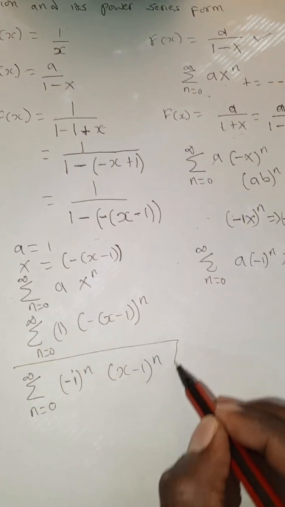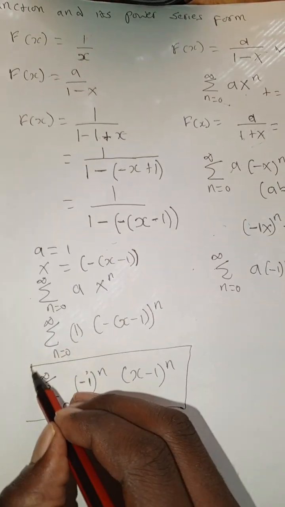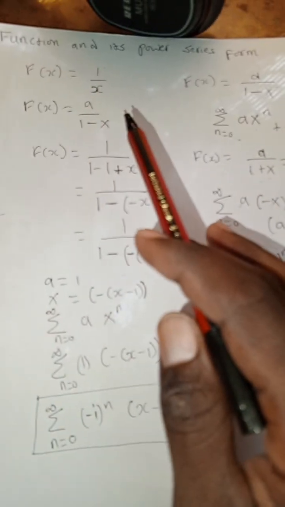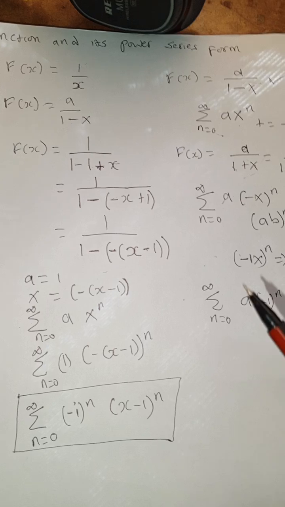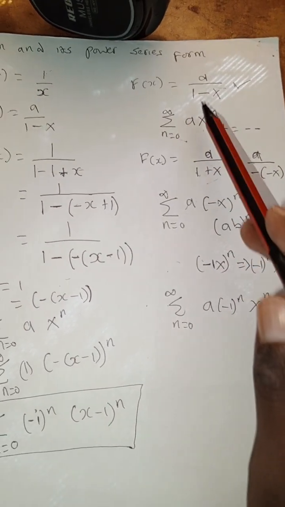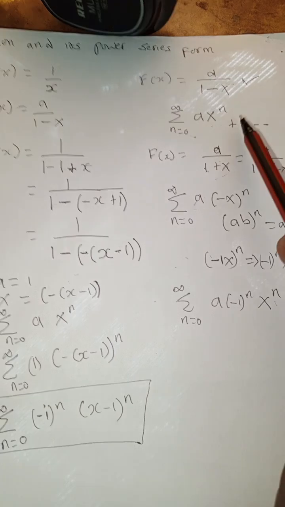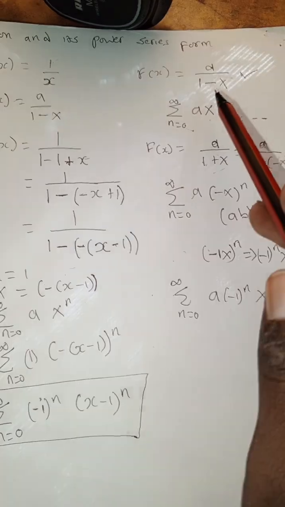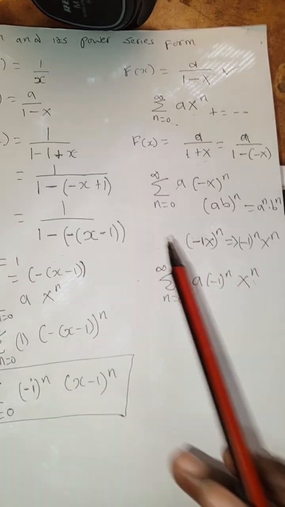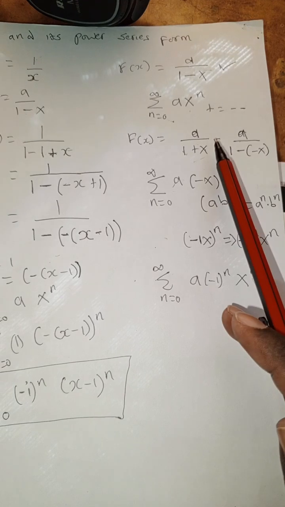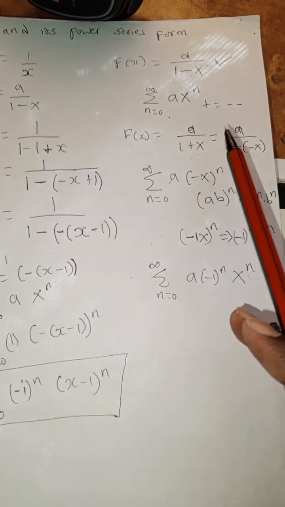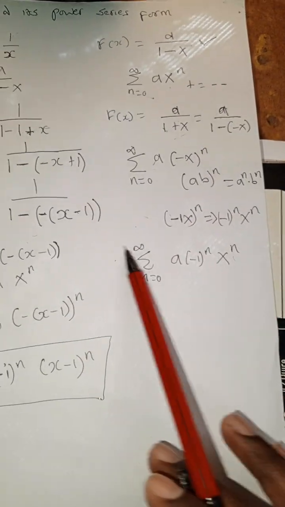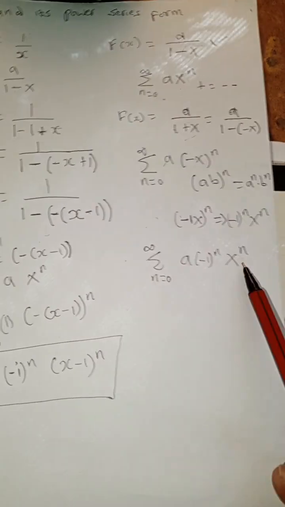Ladies and gentlemen, what we have here is the power series form for the function 1 over x. This is the power series for a over 1 minus x, which is the fundamental function which we use to find all the power series. Then this is another example of a over 1 plus x, which we need to convert into that form to come up with this power series which we have come up with here.